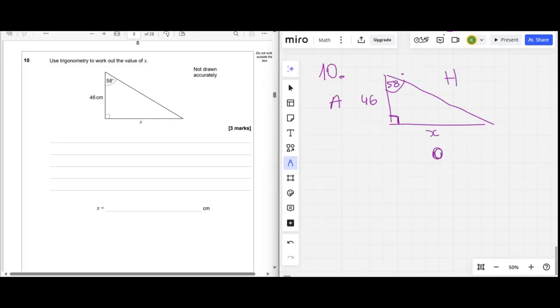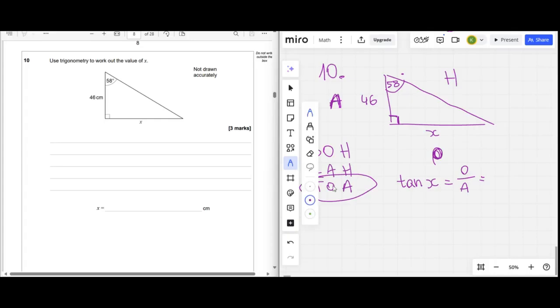We have opposite and adjacent, and from SOHCAHTOA we would need the last one, TOA. So tangent of x is opposite divided by adjacent. So tangent, not x, but tangent of 58.